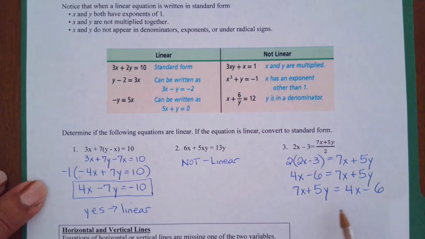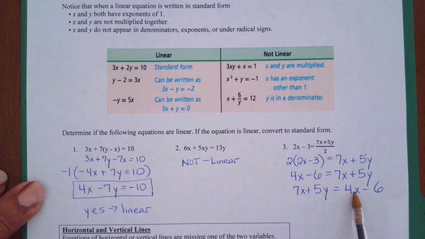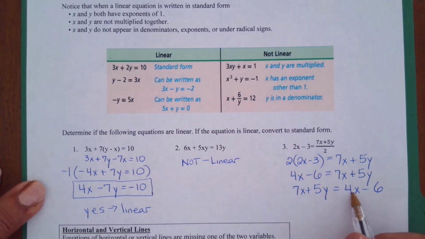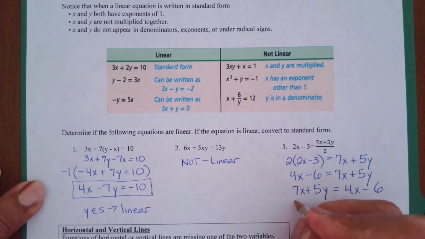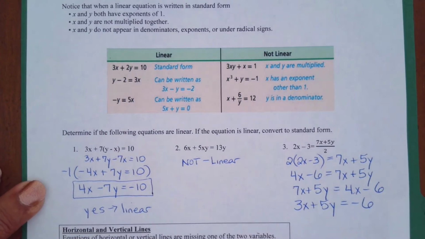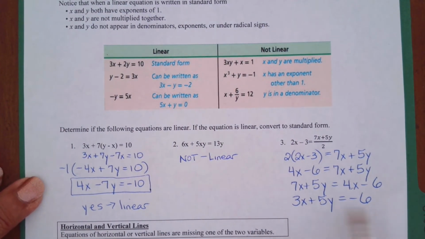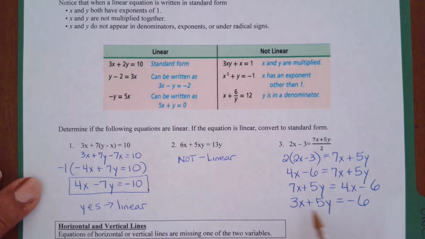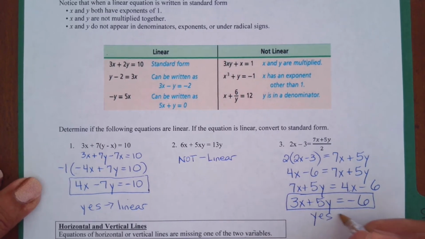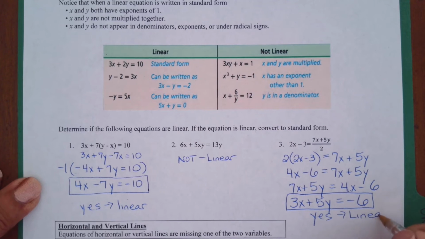All right, so now all I have to do is take this 4x and move it over here with the 7x. Because remember, standard form, all the x's have to be first. So I'm going to subtract this 4x over here. So 7x minus 4x is 3x. And everything else stays the same. And that is standard form already. I've got a positive a, b and c are integers. So there's my standard form. And we did say that, yes, that was a linear equation. Okay?